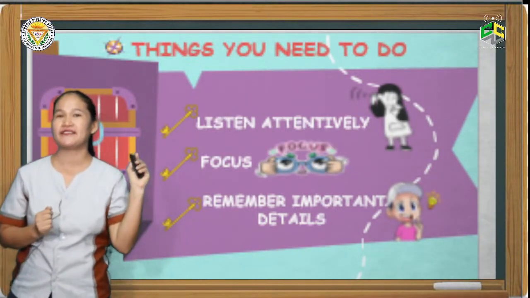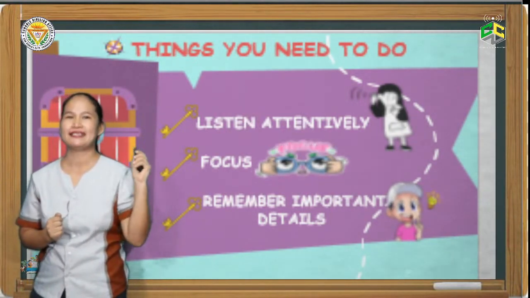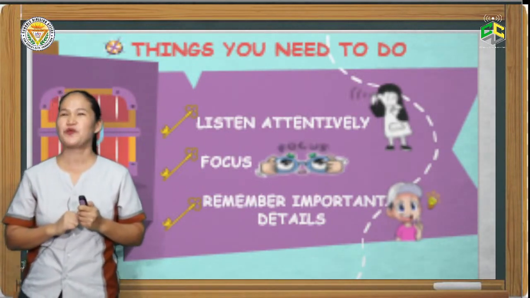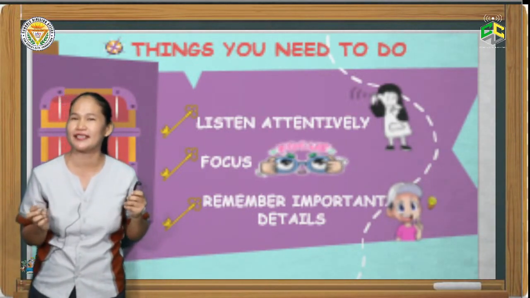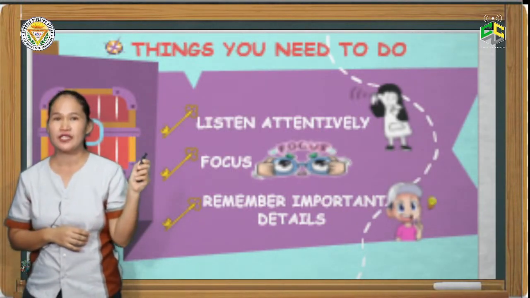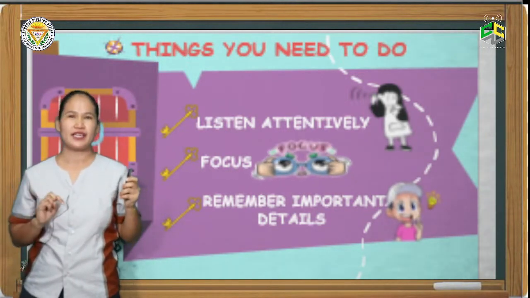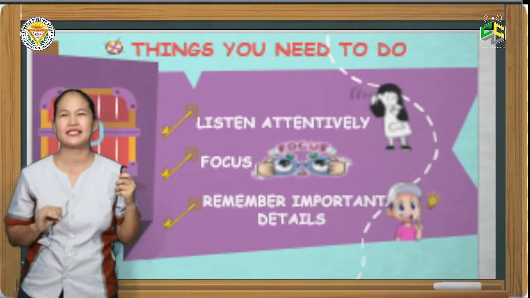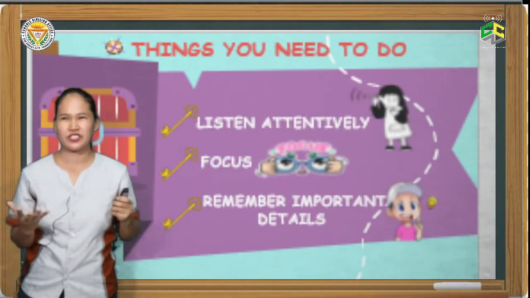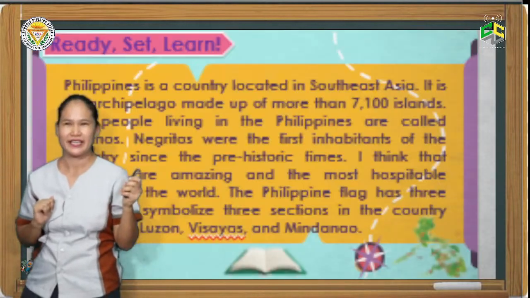Here are the 3 things that you need to do. First, you have to listen attentively to the informational text, and you may also choose to read it carefully. Second is to focus and concentrate on the text. And the third one is to remember the important details, because later on we will be answering questions. So let us listen to my virtual friend Maria.